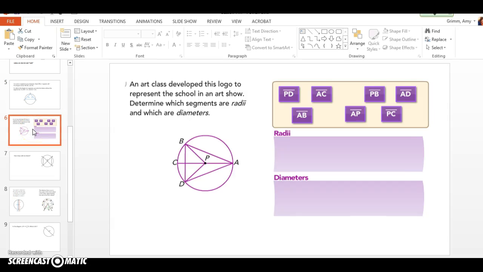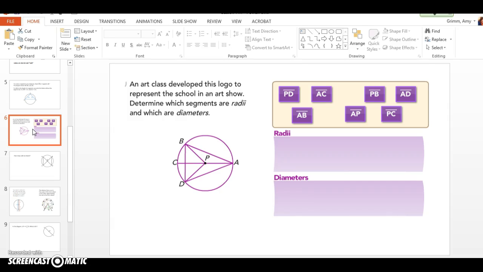All right, so now this is exactly what I was just going over. You're going to have to be able to pick out the difference. See here they put radii, okay, and then diameters. So an art class developed this logo to represent the school in an art show. Determine which segments are radii and which segments are diameters.